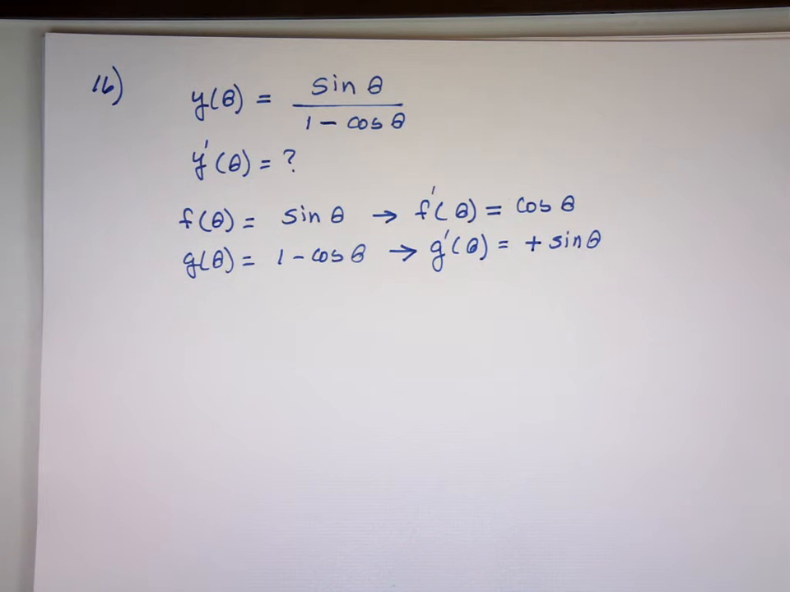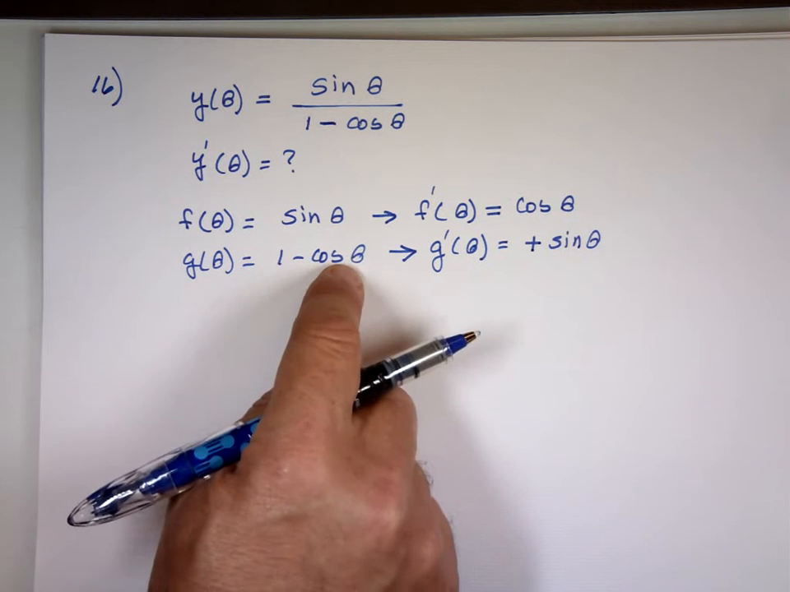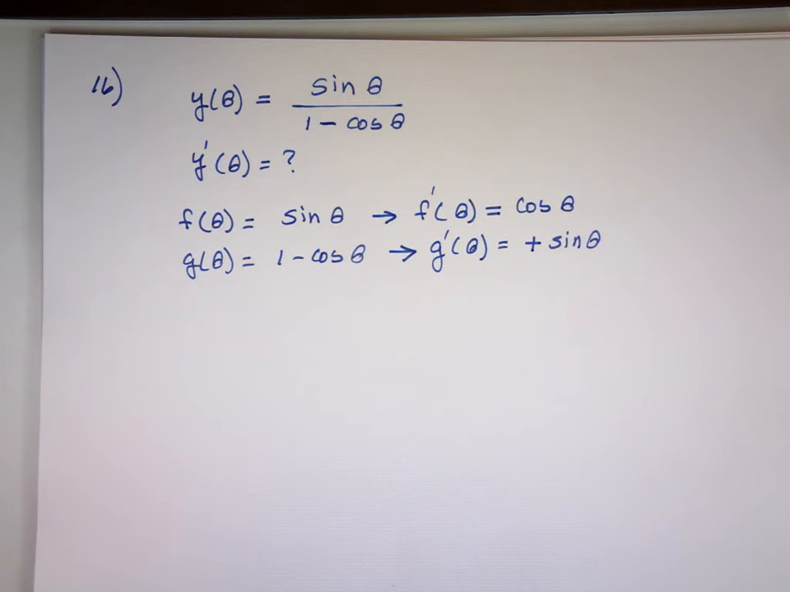Derivative of 1 is 0 minus a negative sine. Minus a negative sine makes a plus sign. You don't need the 0 in the front. If you want to put a 0 plus that, that's fine. Still sine theta.